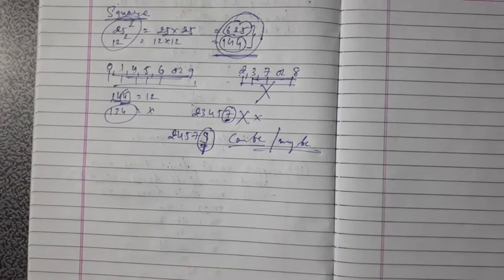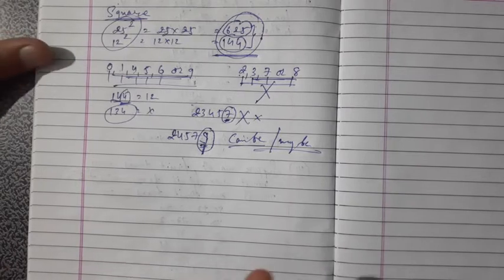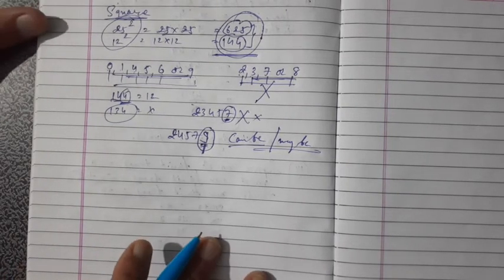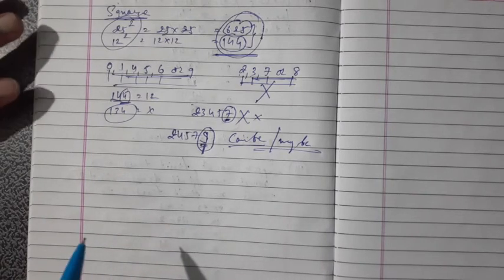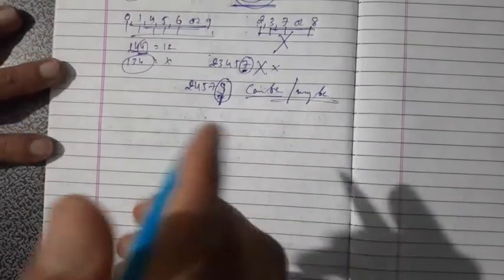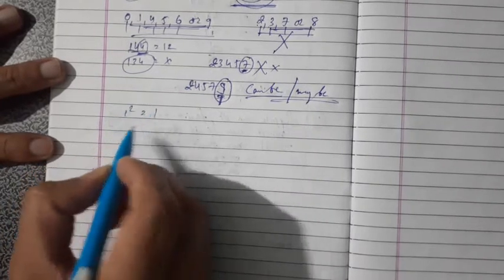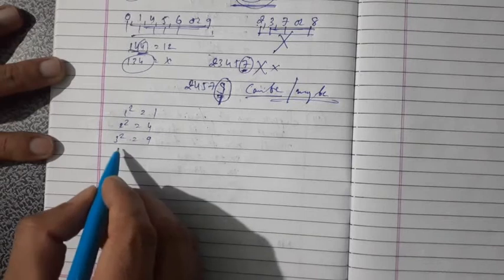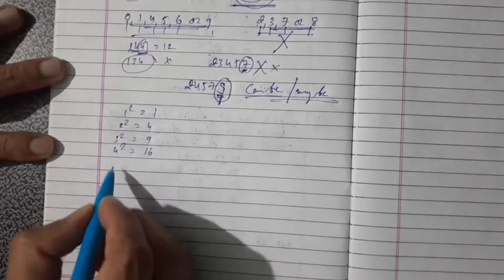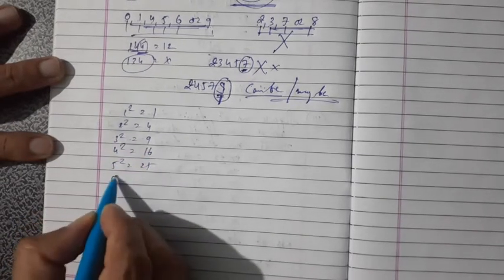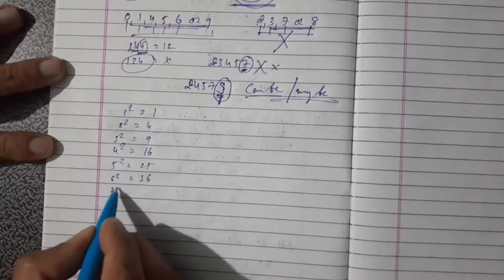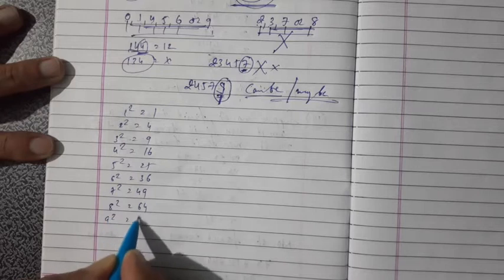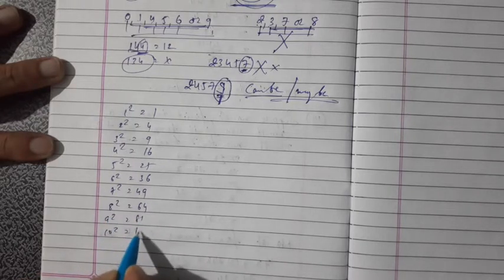Now the next topic: after squaring a number, do we get an odd number or an even number? How do we say? Look, 1 squared is 1, 2 squared is 4, 3 squared is 9, 4 squared is 16, 5 squared is 25, 6 squared is 36, 7 squared is 49, 8 squared is 64, 9 squared is 81 and 10 squared is 100.